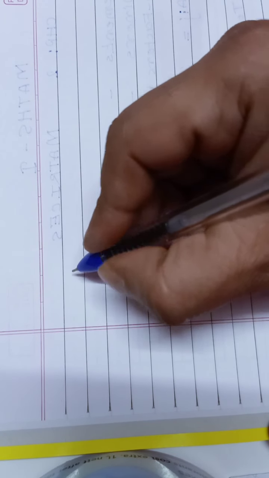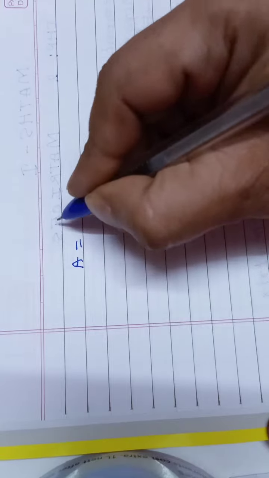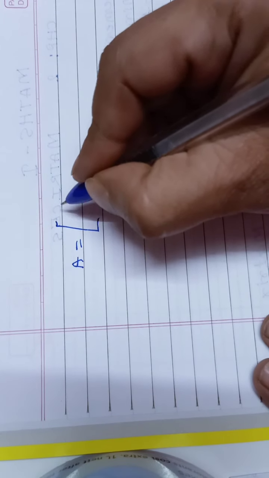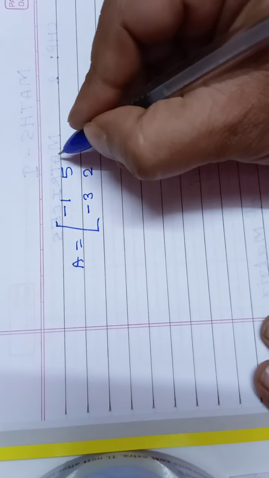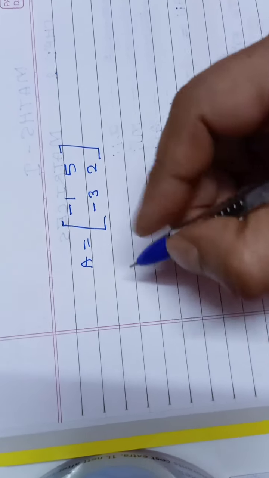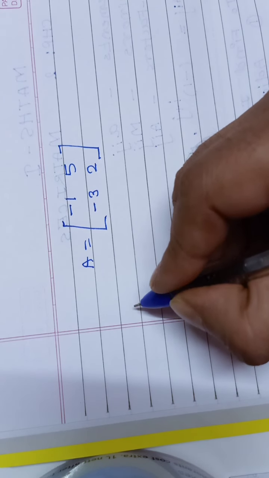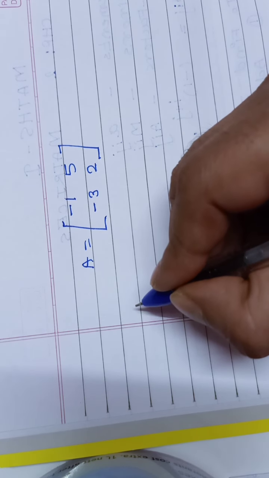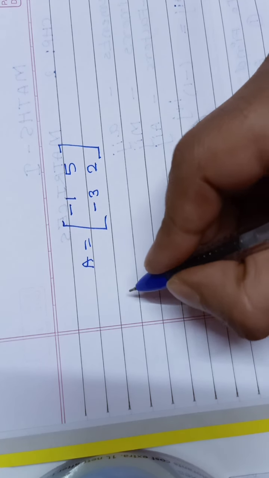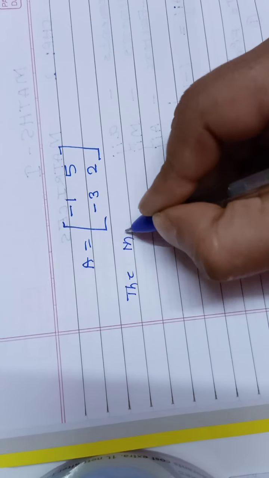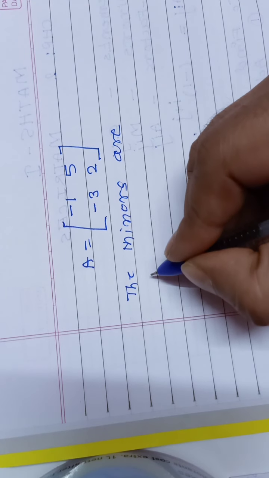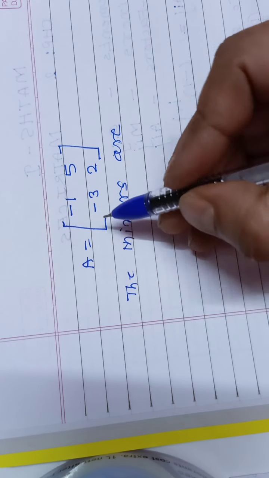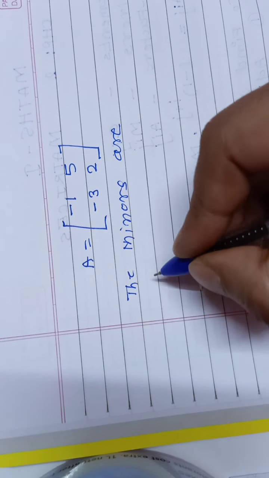So again I am writing the matrix, that is A is equal to, what is the matrix given? [-1 5; -3 2]. Okay, so first we will find the minors. I already told you that the minors are indicated by Mij. Every element has a minor. We have 4 elements, so there will be 4 minors.